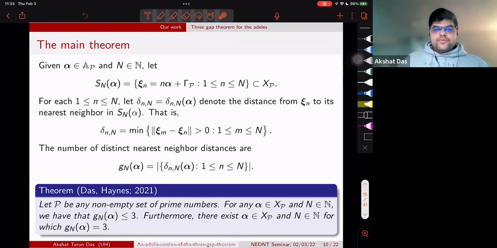And there's a second part to our proof where we show that for any choice of the set of primes P, there will always be an example of alpha and capital N where the little gn alpha function actually takes the value 3. So this is the best possible bound, and it is adelic. So that is the second part of our proof.